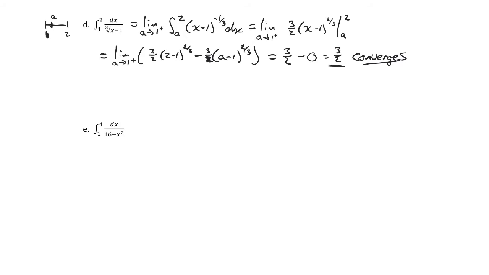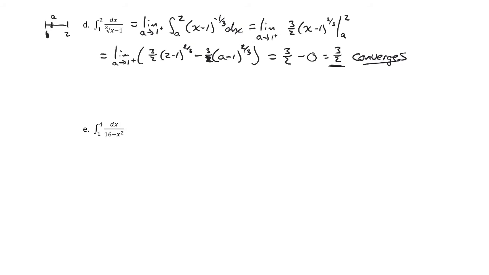Be careful you don't say it converges at 3/2. At is usually referring to an x value. These are limits in a sense. Well, these aren't even limits. These are integrals, and so we're not saying x is equal to something. It converges to 3/2. Okay, so that was kind of a nice simple example.